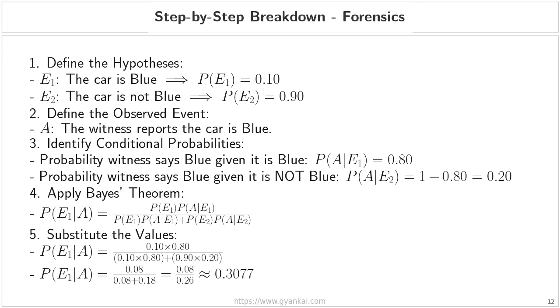In the numerator, we have 0.10 times 0.80. In the denominator, we have that same 0.08, added to the product of 0.90 and 0.20. This simplifies to 0.08 divided by the sum of 0.08 and 0.18. That gives us 0.08 divided by 0.26, which calculates to approximately 0.3077. Now that we have set up the scenario with our witness, let's walk through the mathematical breakdown step by step to find our answer. As you will see in the next slide, this result might be quite surprising given how reliable the witness seemed.